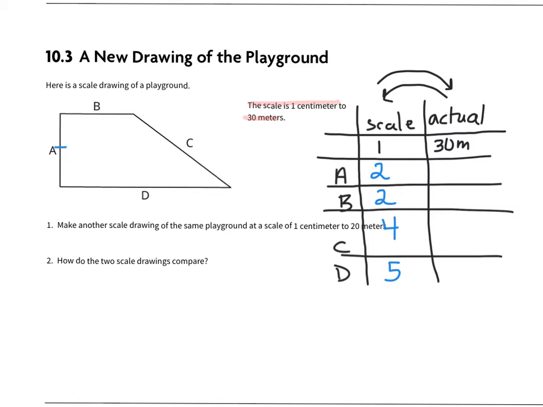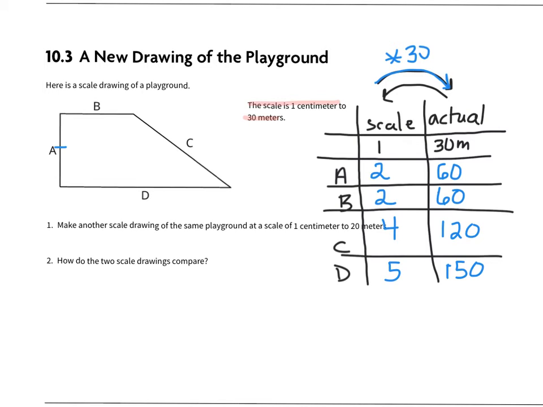So if we do that, we can figure out the actual lengths of the sides of the playground. So again, our scale here is 1 to 30, right? So to scale from the centimeters up to the actual size, we would multiply by 30. So 2 times 30 would be 60 meters. 2 times 30 again would be 60 meters. 4 times 30 would be 120 meters. And 5 times 30 would be 150 meters. Again, my numbers might be off. I'm making a guess there, but you guys can multiply by 30.